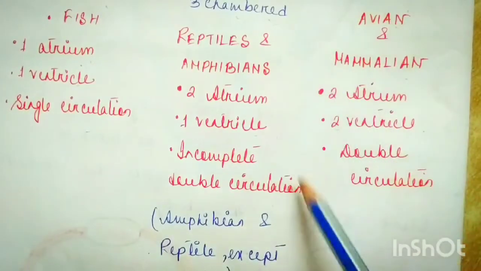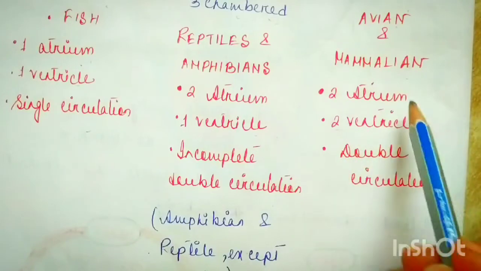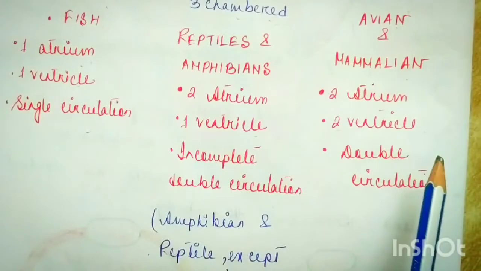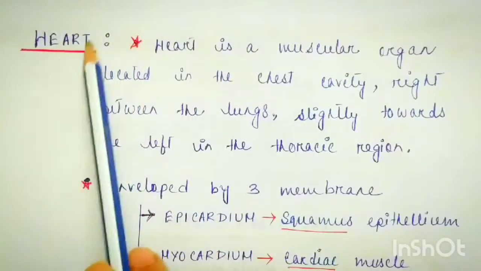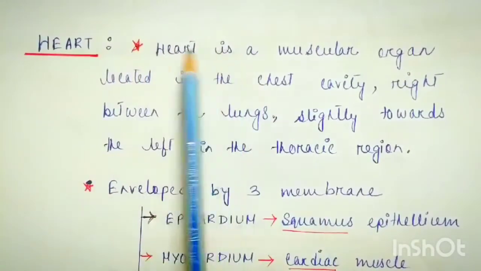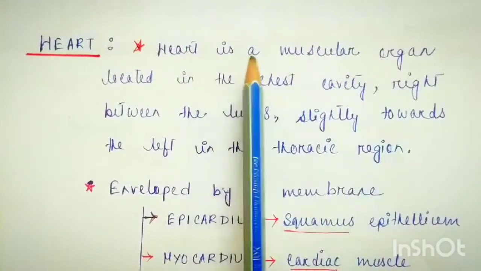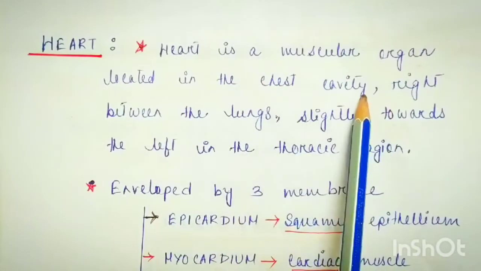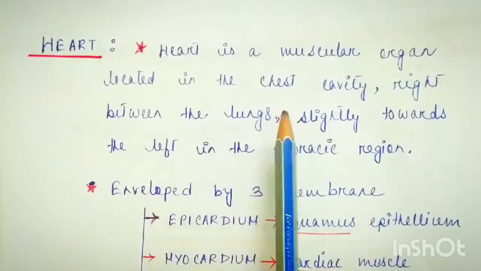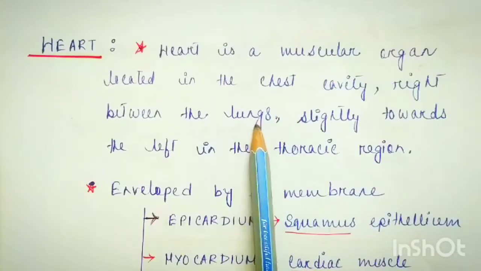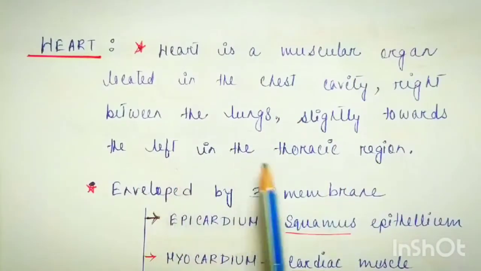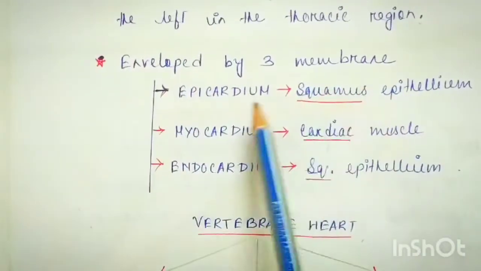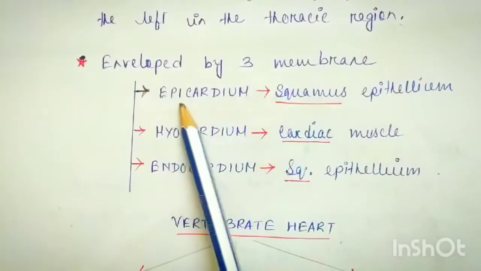Now I am going to discuss this double circulation and the four-chambered heart, meaning the human heart. The human circulatory system, that is, the human heart. So what is the human heart? The first point you have to remember is that it is a muscular organ. Where is it located? It is located in the chest cavity, right between the lungs. It is situated just between the lungs and slightly towards the left in the thoracic region. And the human heart is covered by three coverings. The outer covering is called the epicardium.